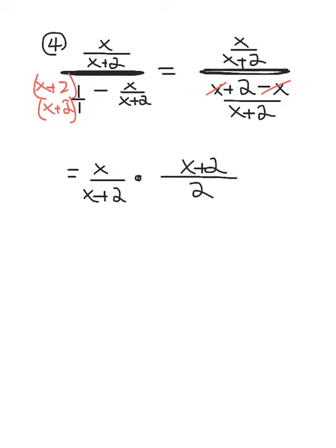Okay. Now, remember when you're multiplying fractions, you want to look for any like terms. Always cross out a numerator with a denominator. So that's gone, and we have a final answer of x in the numerator and 2 in the denominator.